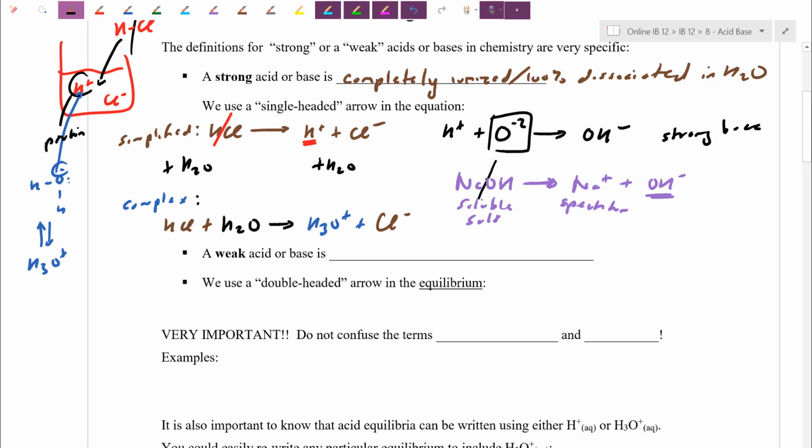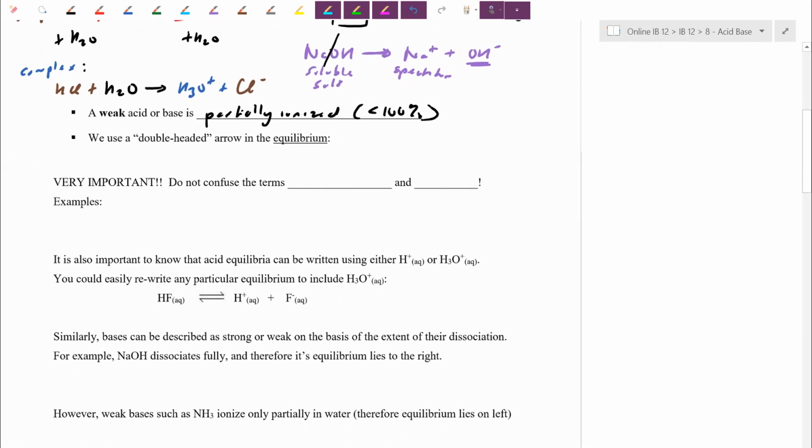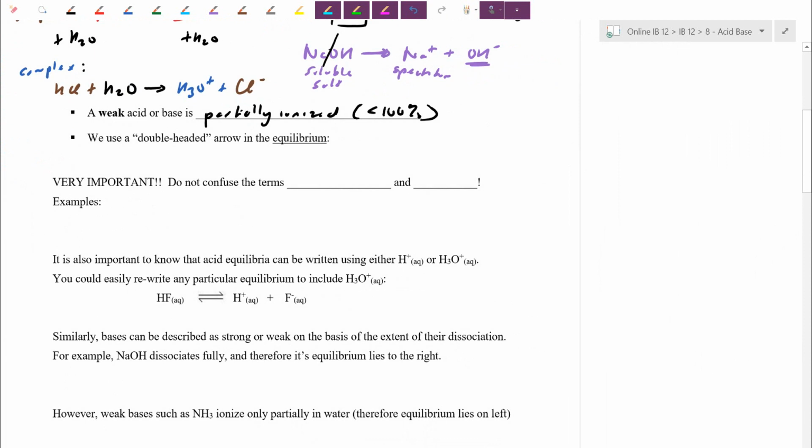It's a one-way arrow. For a weak acid or a weak base, this one here is going to only be partially ionized. As a technicality, anything less than 100% is going to be referred to as partial ionization. Usually we're talking maybe 10% ionizes or 5% ionizes. Really, really little actually ionizes.